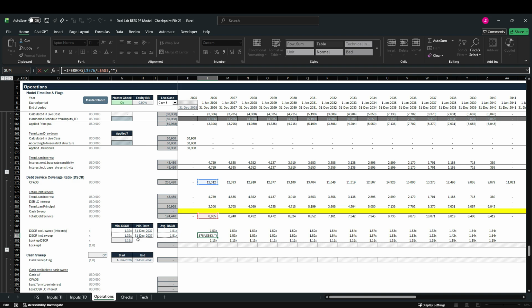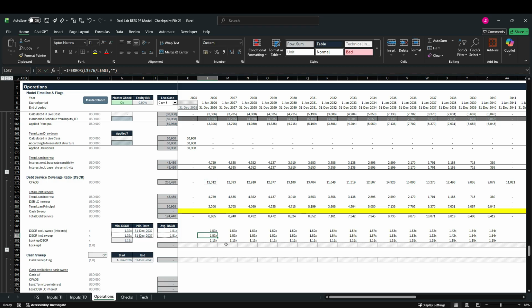But once we model our cash sweep in the next section, you will see that this DSCR, once the sweep kicks in, must be 1.0. Then we also have a lockup DSCR. The lockup DSCR is an input.